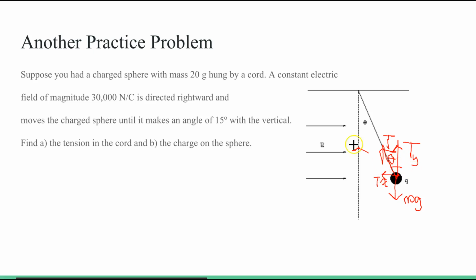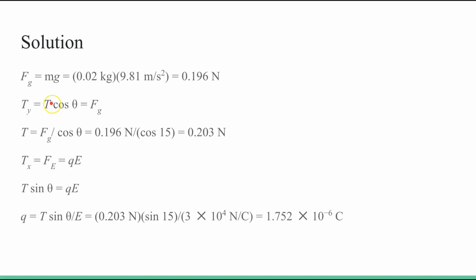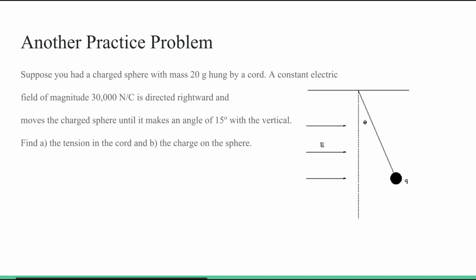you can find Ty over here. So Ty will basically equal mg. So that's basically what I did over here. And so Ty is over here. So T cosine theta, because the angle's right next to Ty, equals Fg. And you could just do T equals Fg divided by cosine theta, substitute in the values: 0.196 newtons divided by cosine of 15, and you get 0.203 newtons.